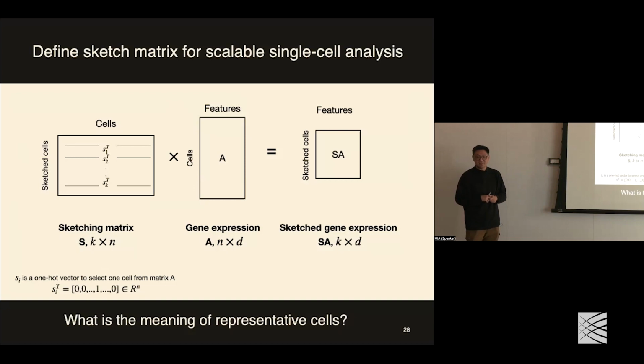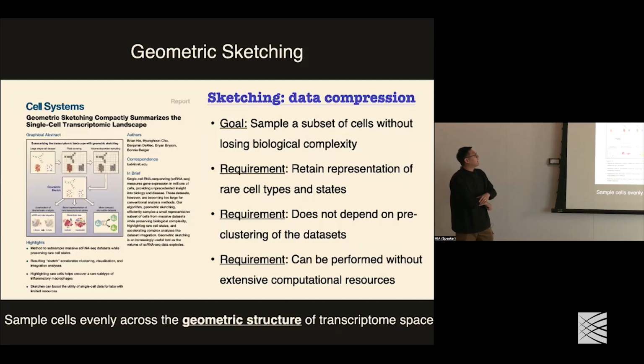The first question is, what is the meaning of representative? We are inspired by the work from Brian and Bonnie. How do they define representative? They have a method called geometric sketching. Their goal is to sample cells evenly across the geometric structure of the transcriptome, so they can maintain the rare and abundant populations. Also, it doesn't require pre-clustering of the dataset. That's important. And it doesn't depend on extensive computational resources. This also inspired us, but we started from a different aspect trying to solve this similar question.